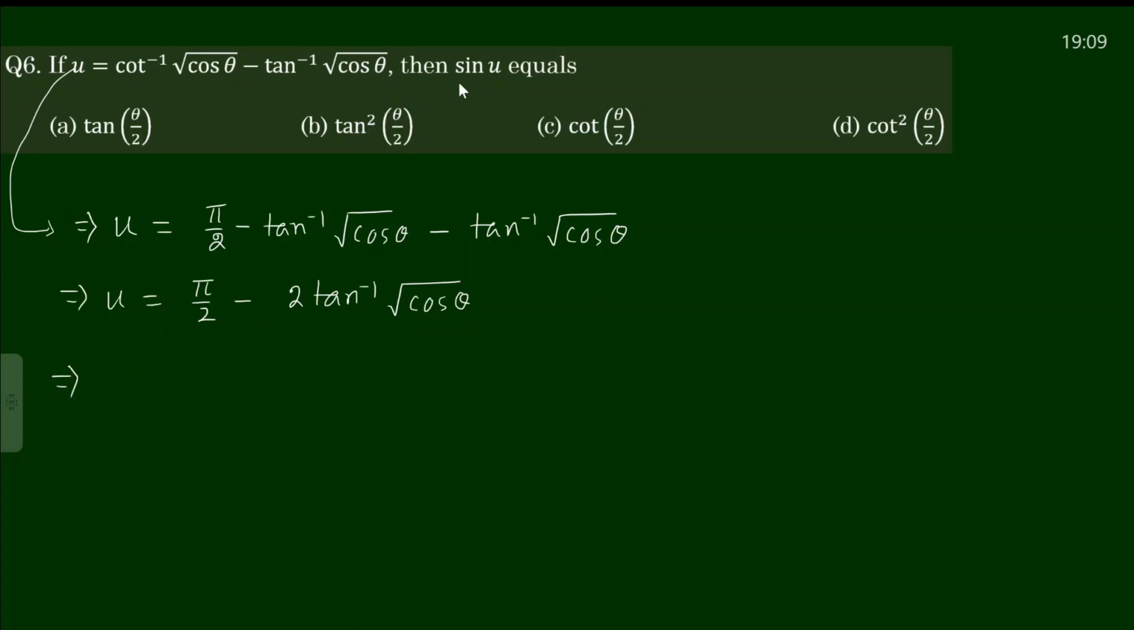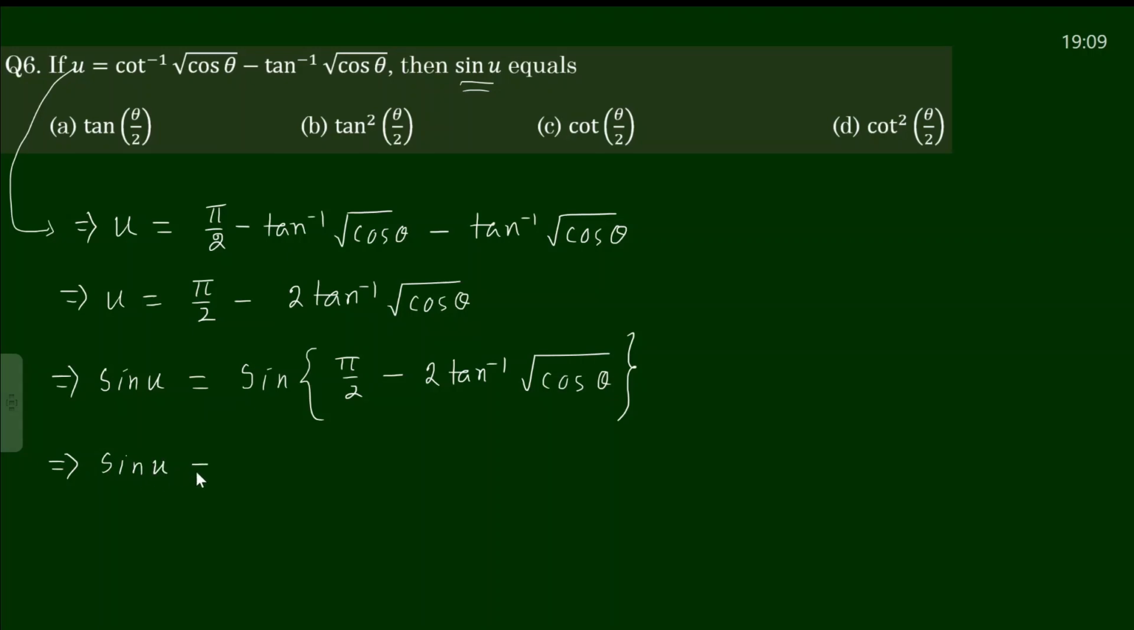Now we are asked to find the value of sine u. So I am taking sine on both sides. That means sine u is equal to the sine of this total term, pi by 2 minus 2 times tan inverse of root over cos theta. Sine u remaining the same is equal to the sine of pi by 2 minus something, in pi by 2 minus theta format, and it will be equal to cos of this expression, 2 times tan inverse root over of cos theta.